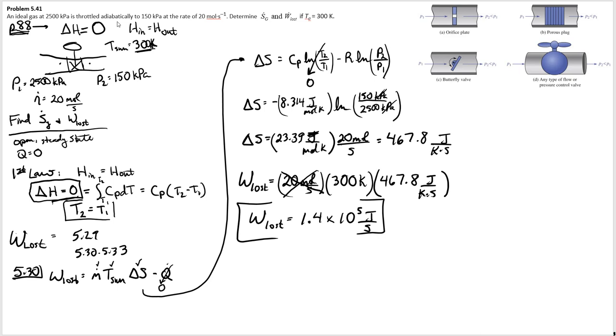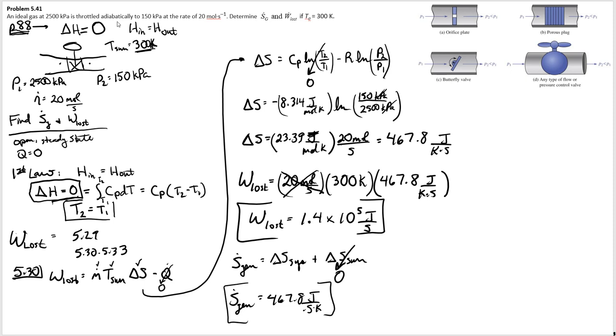What about the S.gen? Total entropy generation, that's going to be delta S of our system plus delta S of our surroundings. And since there is no heat transfer between our system and our surroundings, there is no entropy change in the surroundings. So delta S.gen is just equal to 467.8 joules per second per Kelvin, or watts per Kelvin.